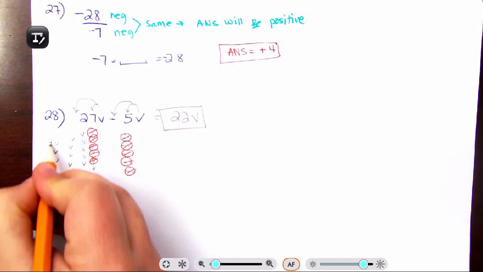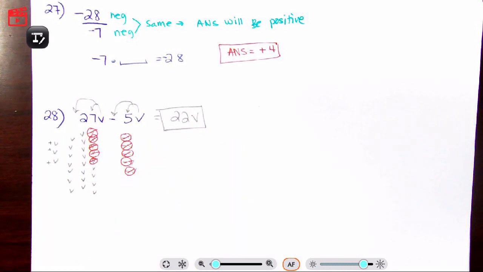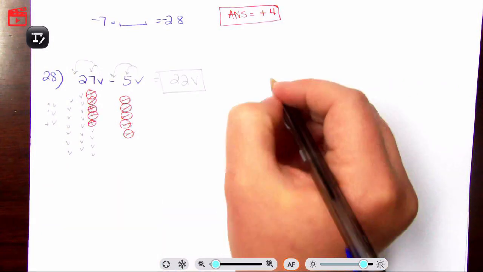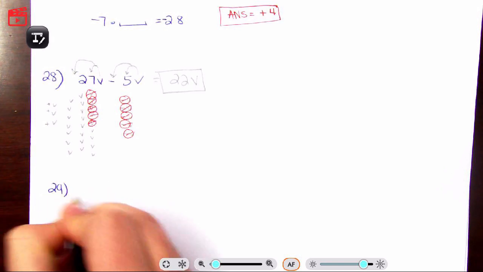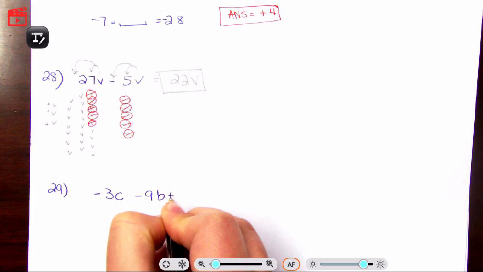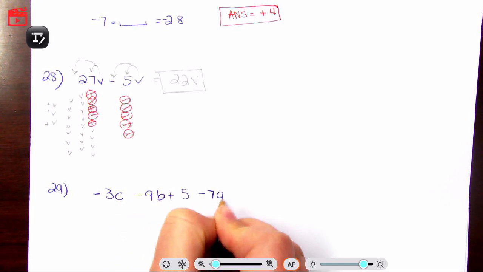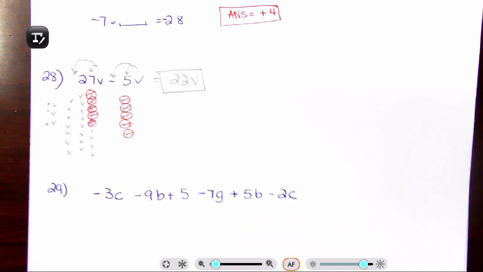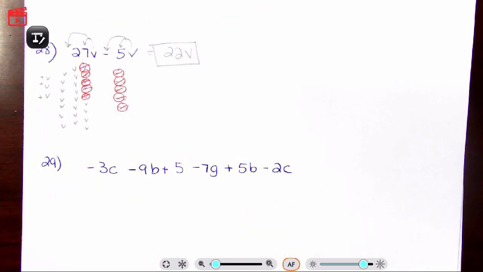Now I didn't put the pluses. Go ahead and make sure you have the pluses there if you need to know that they are in fact positives. Now let's do number 29. 29 is a little bit more difficult. 29 says I have negative 3 C's minus 9 B, and I have 5 minus 7 G plus 5 B minus 2 C. Now here again, we are just combining like terms.